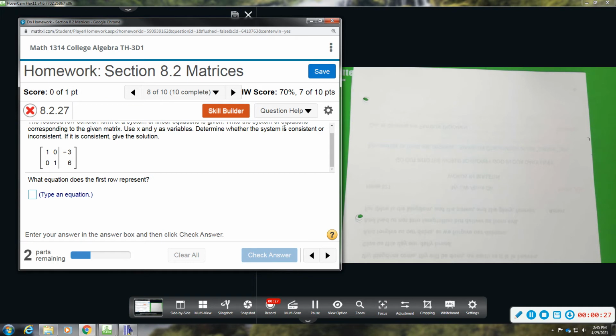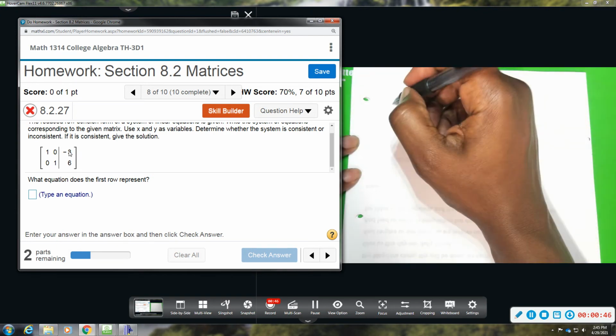So what does this mean? Consistent means we get an answer. That means we find an answer. Inconsistent means we don't get an answer. There's no solution. If you see ones down the diagonal and zeros everywhere else, means we get a consistent solution. So let's talk about again how to read this.